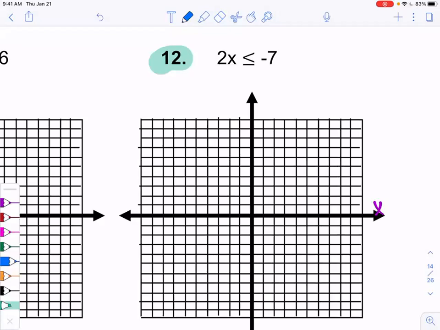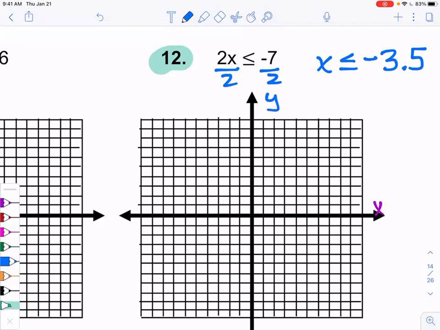So if we would divide by 2, x is less than or equal to -7/2, or -3.5. So Michael, do you remember if it's an x form, will we have a horizontal or a vertical line? Vertical, yeah, because it tells you what x is.